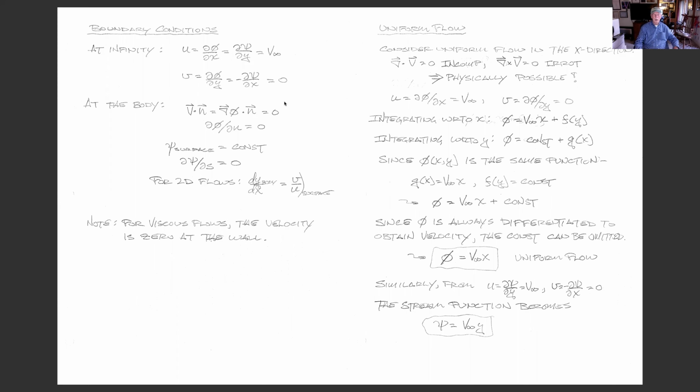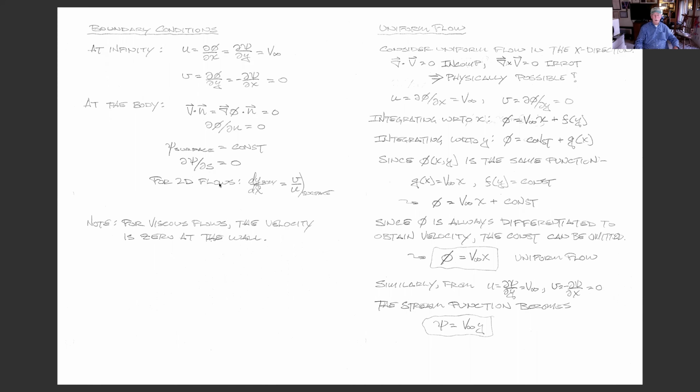So what do we know at the body? We know its shape. So V dot n, or del phi dot n, is 0. The flow isn't going into the body. And the other thing is psi on the surface. Remember, that's a streamline. The body is a streamline now, so psi is constant. So partial of psi with respect to s is 0, where s is the streamline direction.